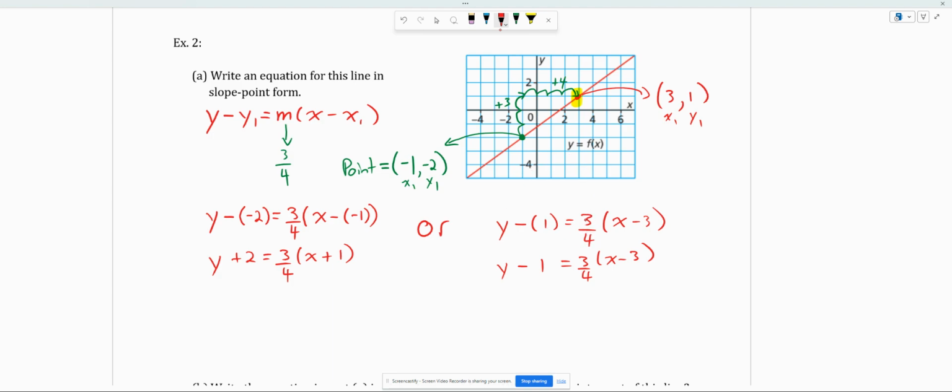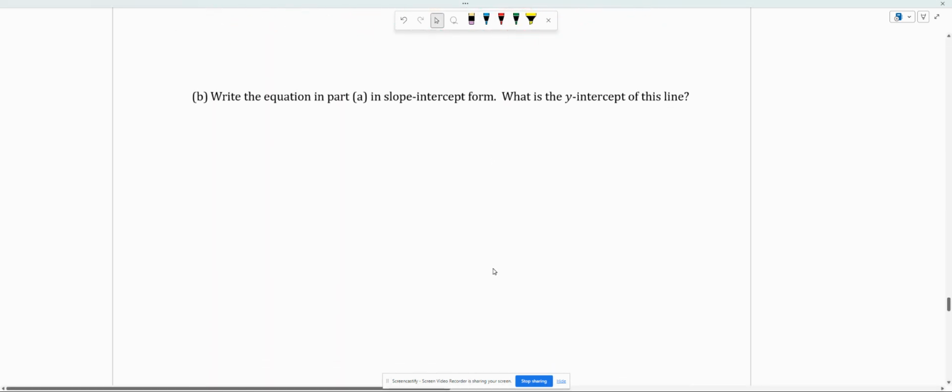Now, both of these are correct, and there are an infinite number of correct equations. As long as you put in the right slope, you can pick any point that falls exactly on this line, and it will be a solution. So if I were to plot this one or this one, I'd get the exact same line. So both are valid.